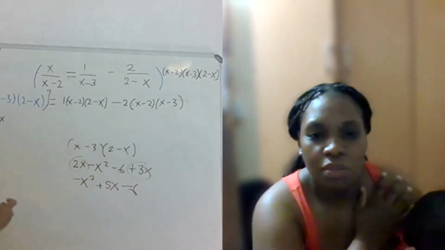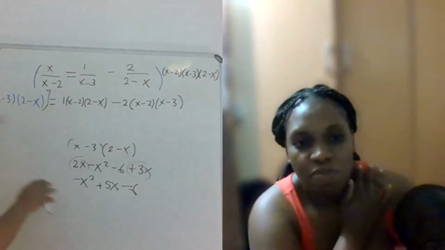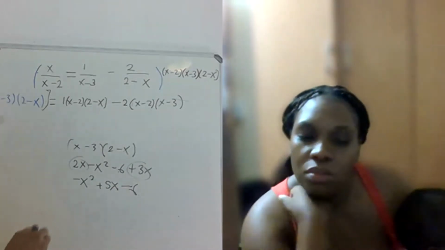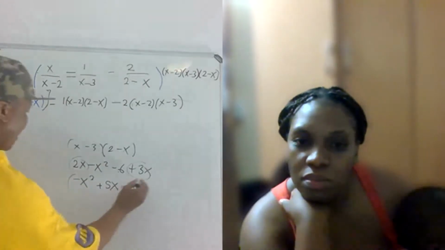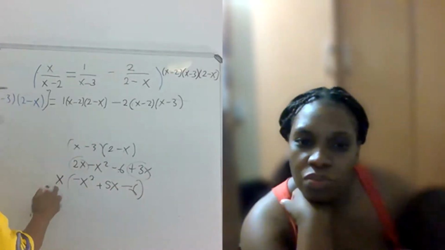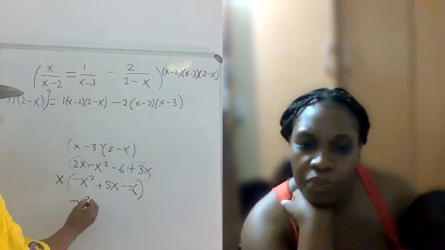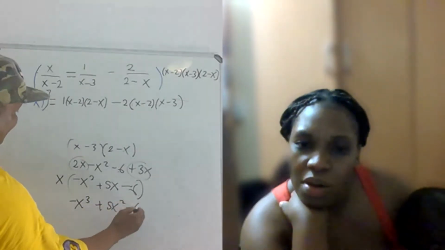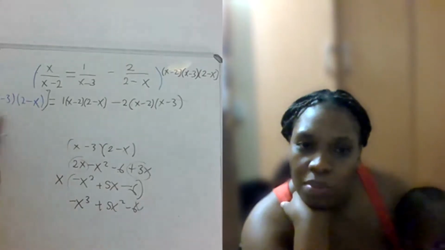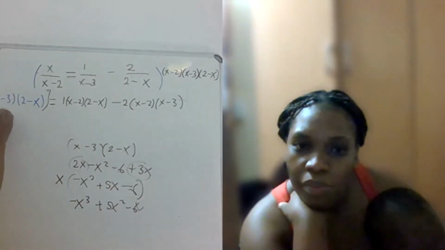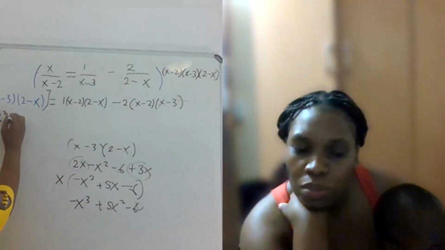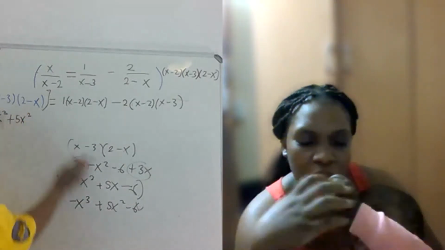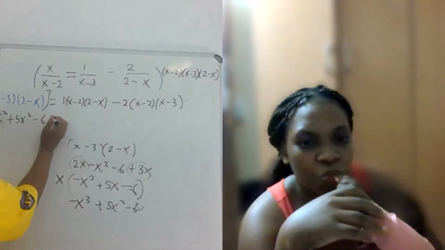Plus 5x minus 6. So this all is going to be, I can multiply by x, equal 1, and then I can just write them. And then we multiply this by x. When you multiply, it's going to be negative x cubed plus 5x squared minus 6x. So I can simplify, say negative x cubed plus 5x squared minus 6x equal.